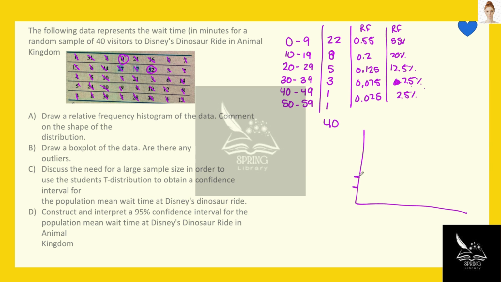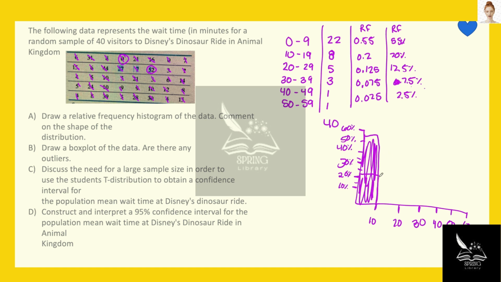If I was to make this, say we have 10%, 20%, 30%, 40%, 50%, and 60%, and then you would be charting that. You could start with 10, 20, 30, 40, 50, 60. From 0 to 10, you would go up, not to 22, but up to 55. So it would be right about there.